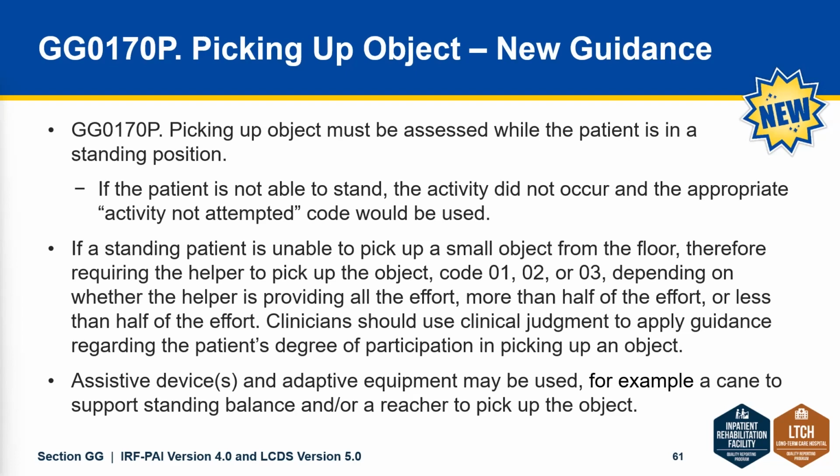However, if a standing patient is unable to pick up a small object off the floor and they require the helper to pick up the object, then code 01, 02, or 03, depending on whether the helper is providing all the effort, more than half the effort, or less than half the effort. Clinicians will have to use their clinical judgment to apply the coding definitions and guidance regarding how much the patient is participating. And just like with all GG0170 activities, a patient may use an assisted device or a piece of adaptive equipment to complete this activity and still be coded with a performance code.